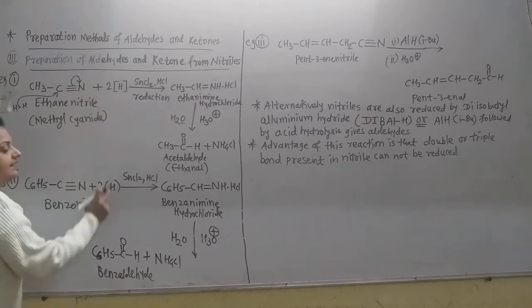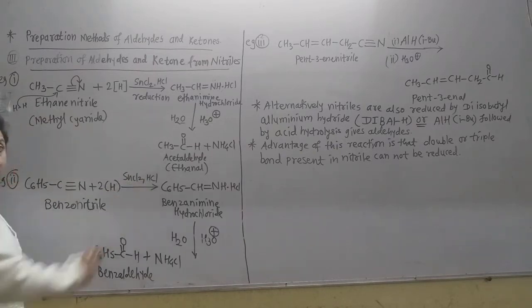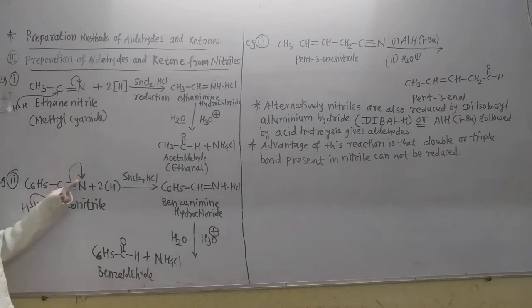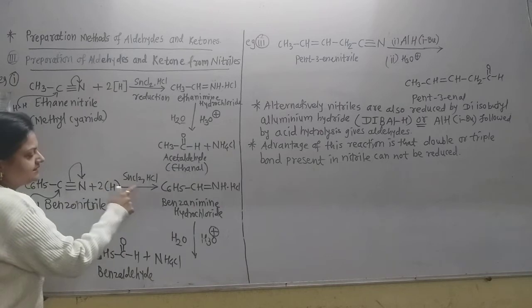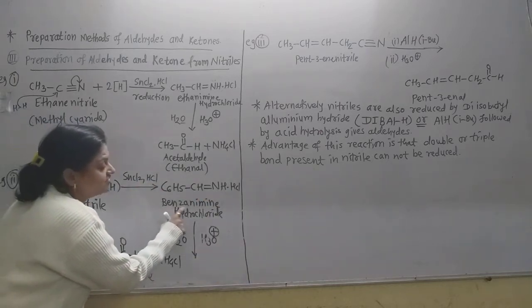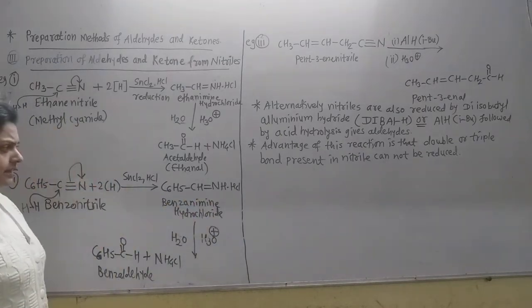Similarly, the nascent hydrogen is obtained on reaction with SnCl2 and HCl, and of this nascent hydrogen, one hydrogen attacks this carbon atom. At the same time this bond shifts, there is the negative charge, and the another hydrogen attaches to that negative charge. Now see C6H5CH double bond NH, and this HCl remains with this molecule. So the name of this is benzaimine hydrochloride. This is benzaimine hydrochloride.